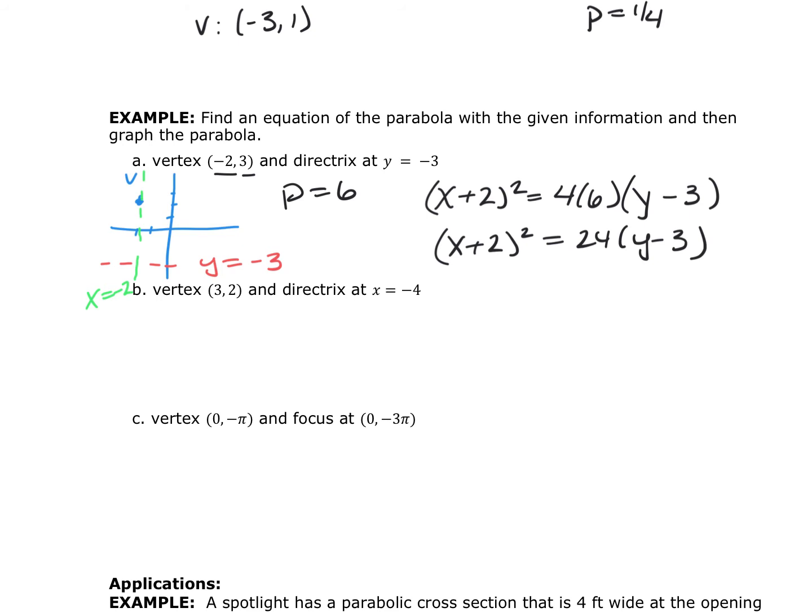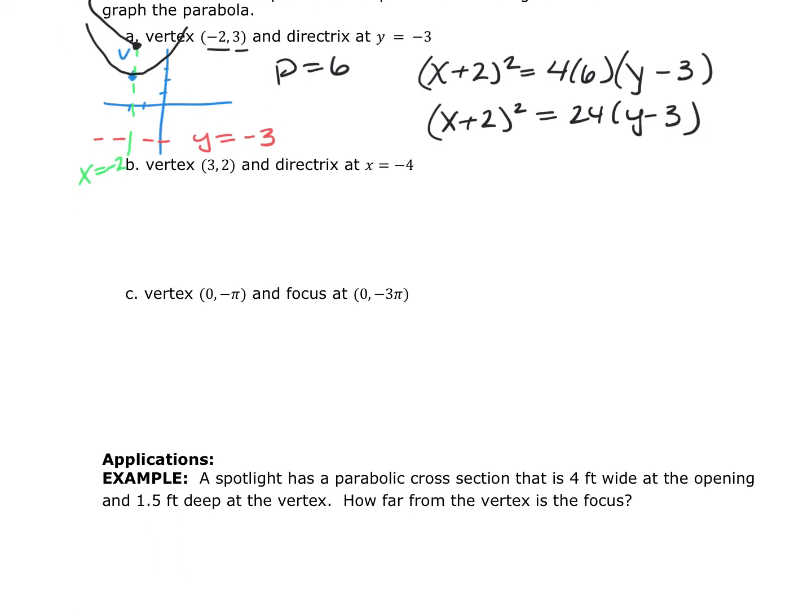Now, obviously, I didn't draw my parabolic shape very well. I know it's going to be opening up, but I didn't give myself enough space to find my vertex or my focus. My focus would be, of course, at negative 2. I'm going to add 6, because that's my p-value, to the y part of my vertex, which gives me all the way up to 9. So there's that.